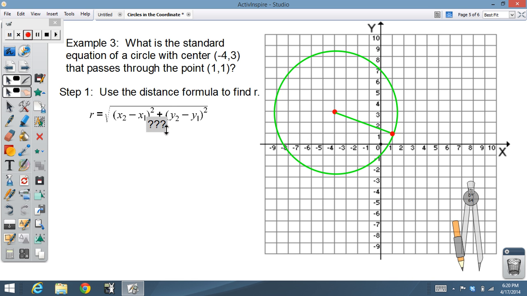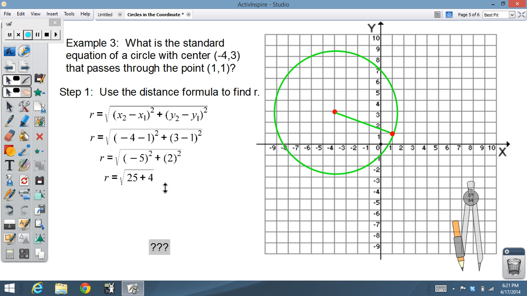There we go. Let's show you that. All right. The radius is going to be the square root of (x2 - x1)² + (y2 - y1)². Okay, plug in the numbers for x and y. I use the center coordinate first, and the (1, 1) point next. Gives me r equals the square root of (-5)² + 2², 25 + 4. r is the square root of 29.